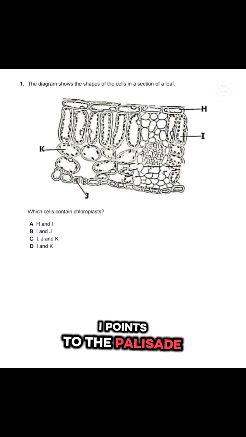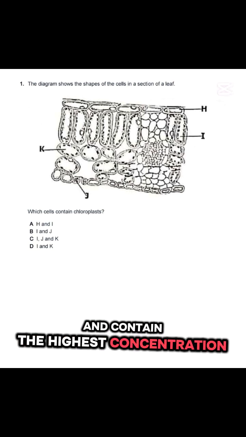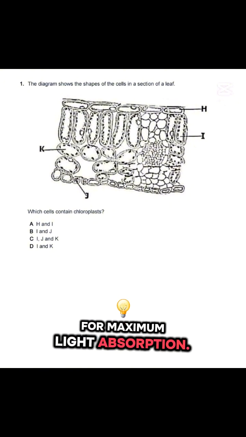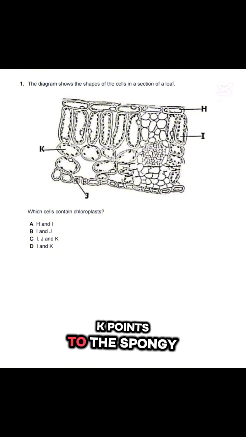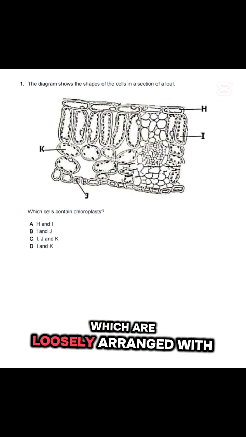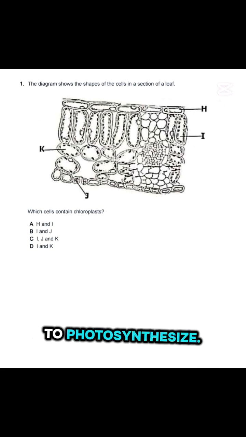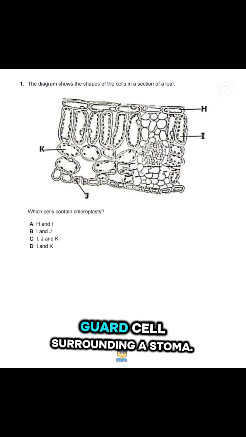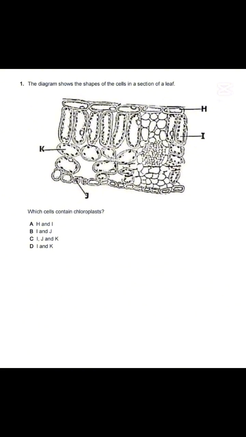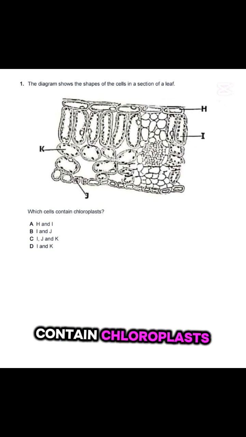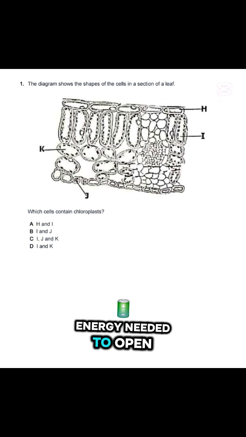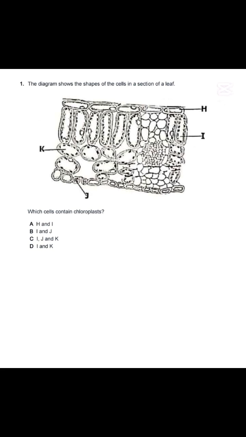I points to the palisade mesophyll cells, which are packed vertically and contain the highest concentration of chloroplasts for maximum light absorption. K points to the spongy mesophyll cells, which are loosely arranged with air spaces but still contain chloroplasts to photosynthesize. J points to a guard cell surrounding a stoma. Guard cells are unique epidermal cells because they do contain chloroplasts, which help generate the energy needed to open and close the stomatal pore.